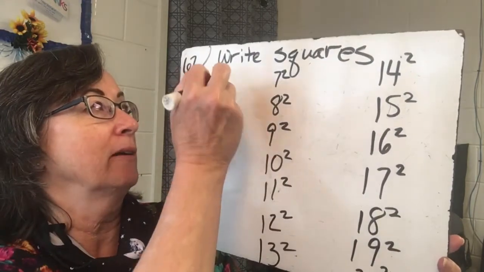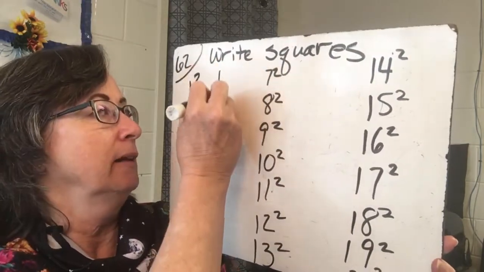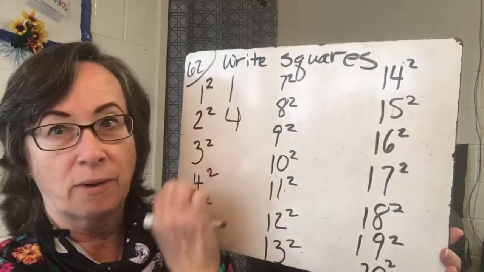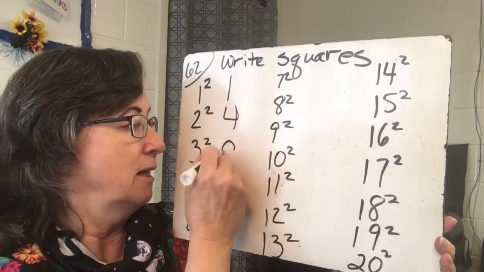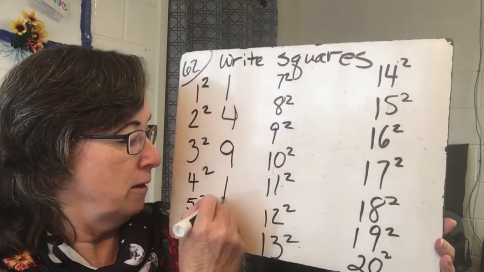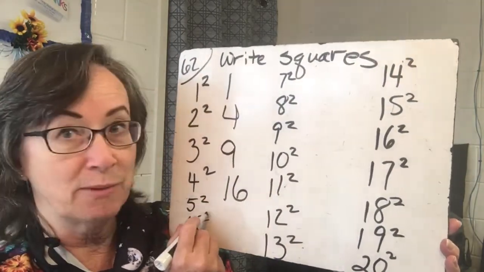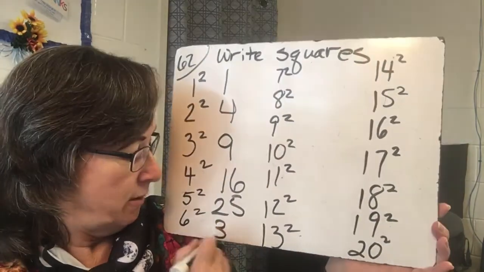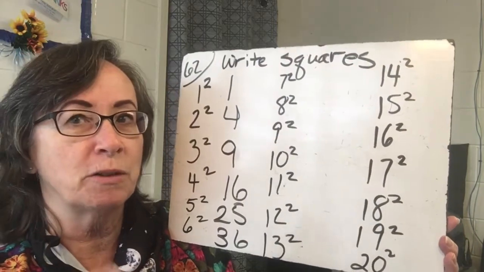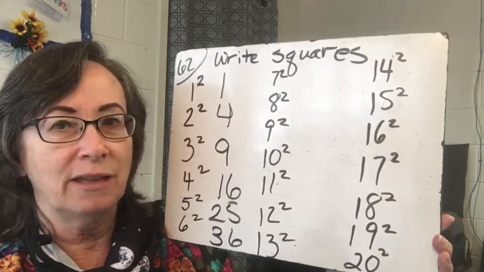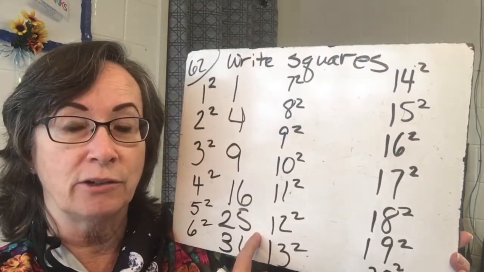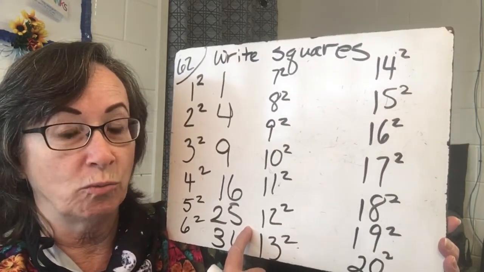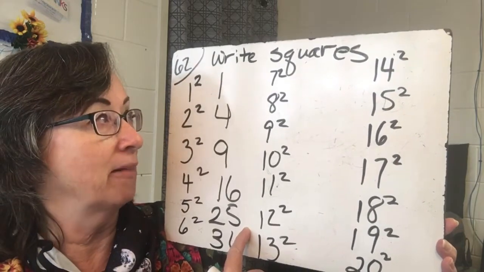So 1 squared is 1 times 1, which is 1. 2 squared is 2 times 2, which is 4. 3 squared is 3 times 3, which is 9. 4 times 4 is 16. 5 times 5 is 25. 6 times 6 is 36. So now, if I know those perfect squares, then I know that if I see the square root of 25 underneath a radical, that's just 5. And I don't have to worry about doing any other kind of math, okay?